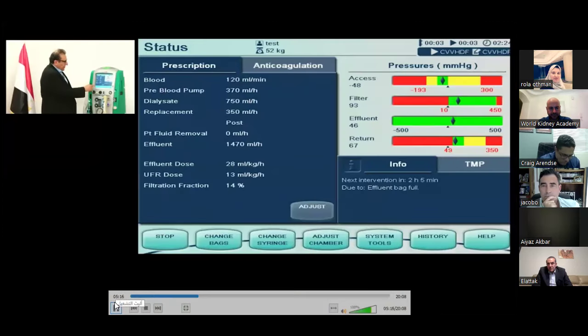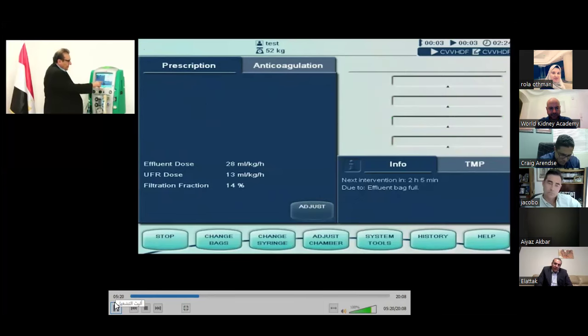You decide to go on the machine. You decide to, in this case, go to adjust.